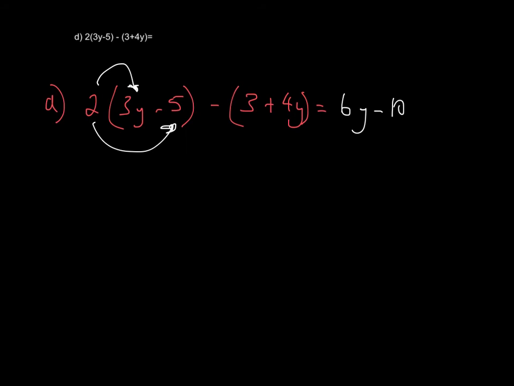Now, this next part, we don't actually have a number out the front here, but what we can do is just think of, I'm going to put a 1 there, it's going to be negative 1. So we can always put a 1 there, and that will still work for us. So negative 1 times 3 is negative 3. Negative 1 times 4y is negative 4y. Now we need to collect like terms. We have 6y minus 4y is 2y, and negative 10 minus 3 will give us negative 13.